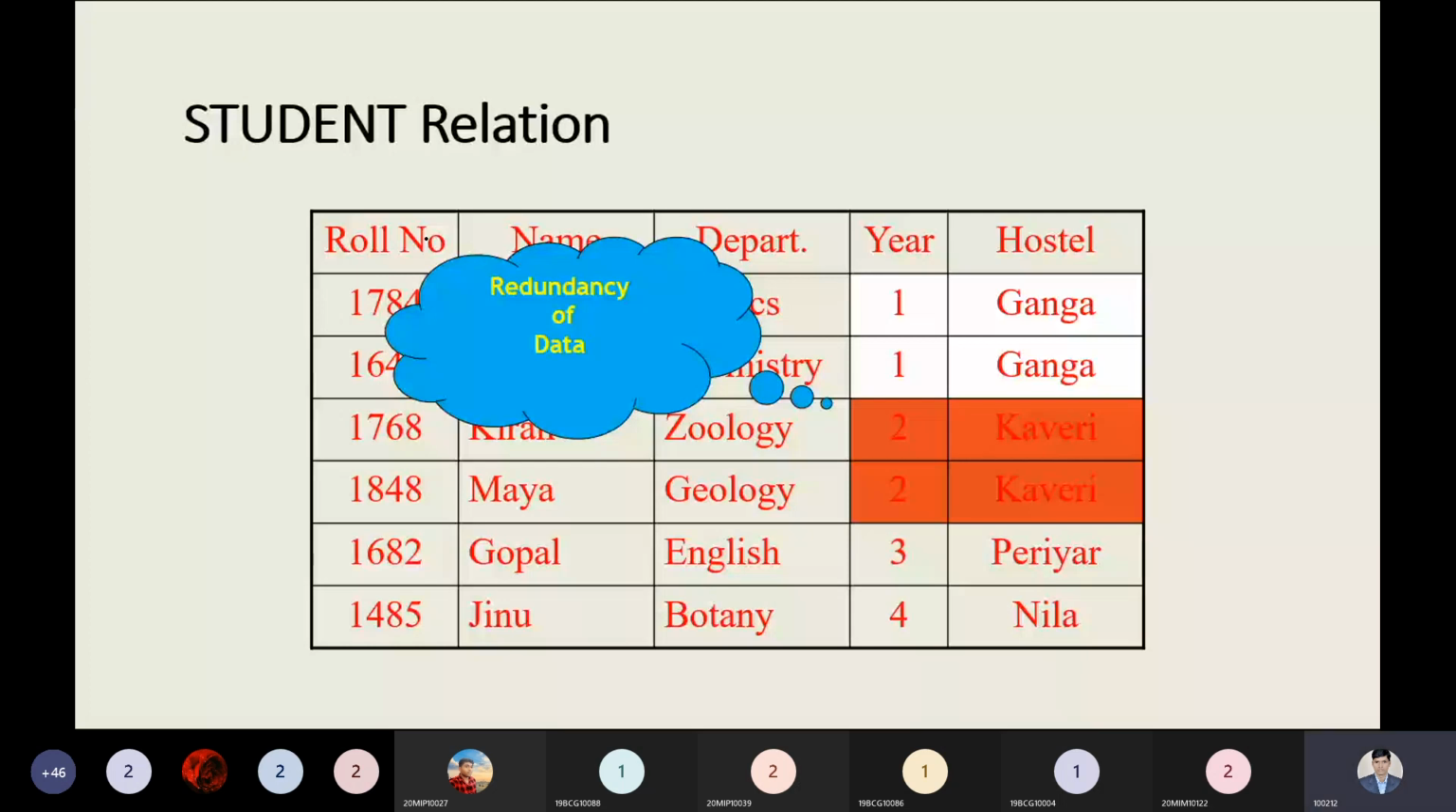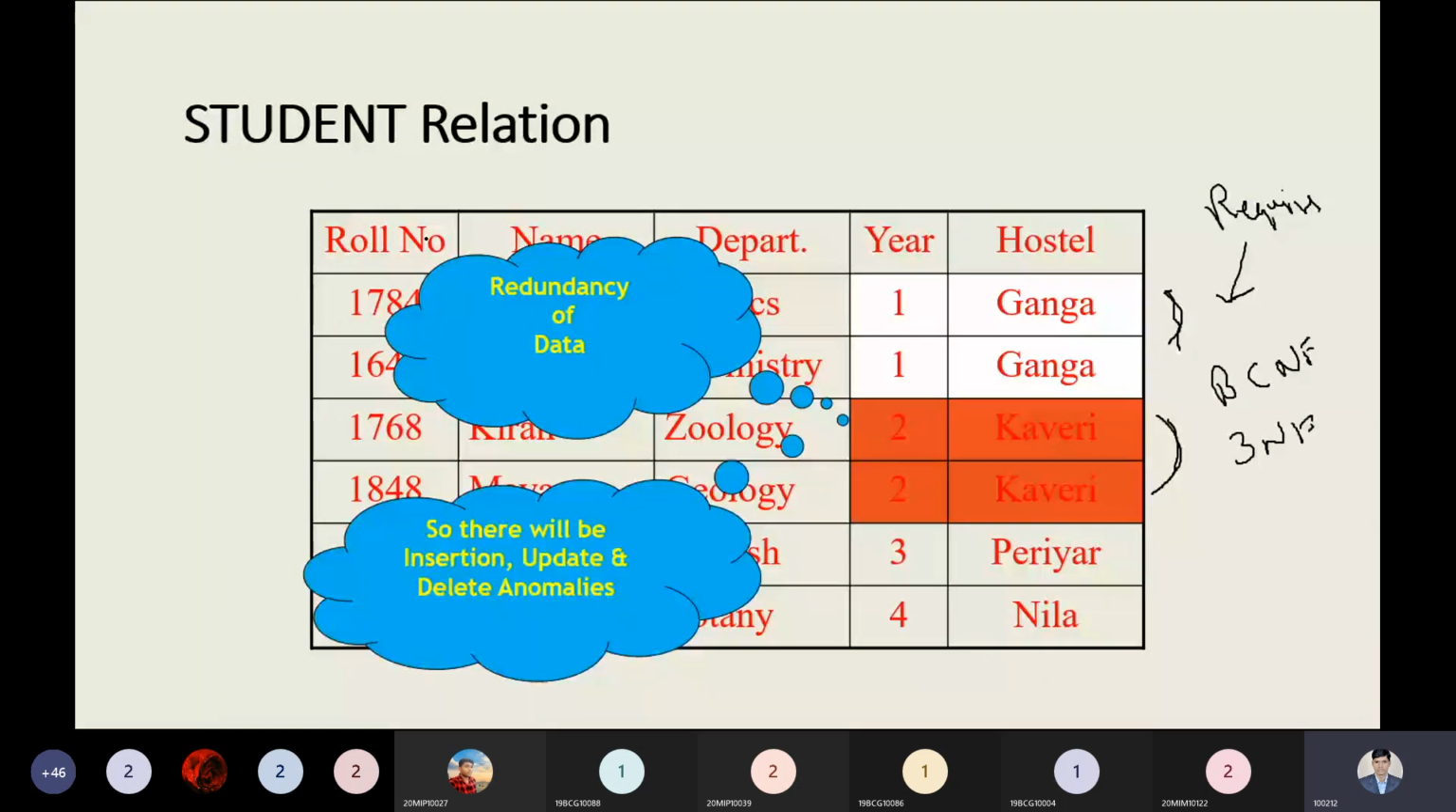Then what is the problem actually? Can we have redundancy of data? Yes, of course, in this case we have the redundancy of data in case of the year and hostel. So this is what actually. So let me continue this point right now. So there will be insertion, deletion and update anomalies. So that is a big problem.